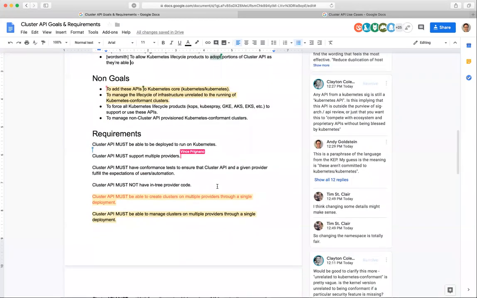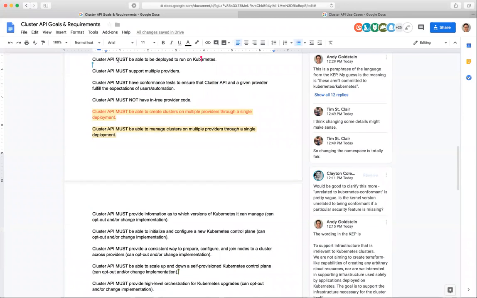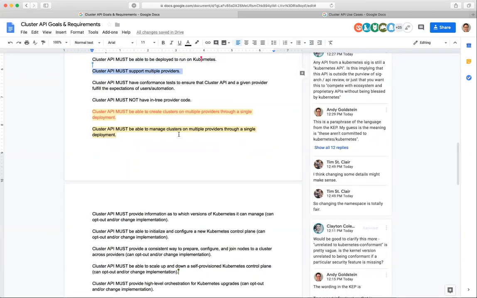Okay, I'm going to go top down. Number 1, cluster API must be able to be deployed to run on Kubernetes. Hopefully that is not controversial. Please speak up if you do have something to say. Otherwise, I'm just going to keep on going. Number 2, cluster API must support multiple providers. And again, the definition of provider is a little bit loose at this time, but it's meant to mean infrastructure providers, so where you're getting your machines and related infrastructure.